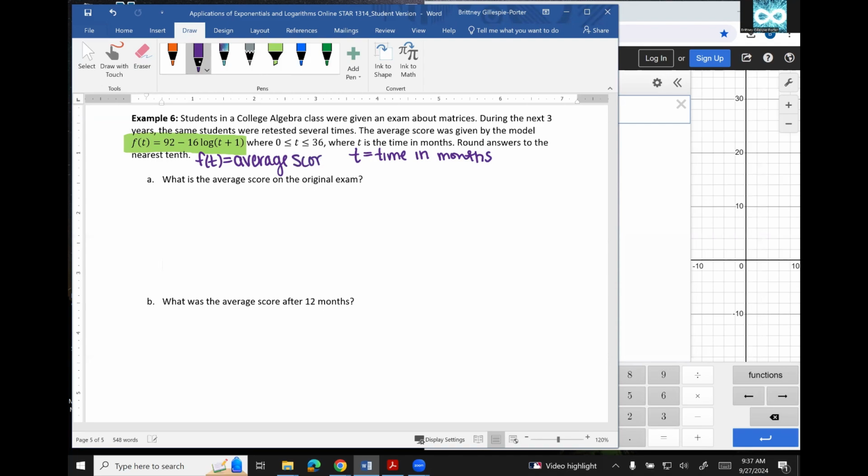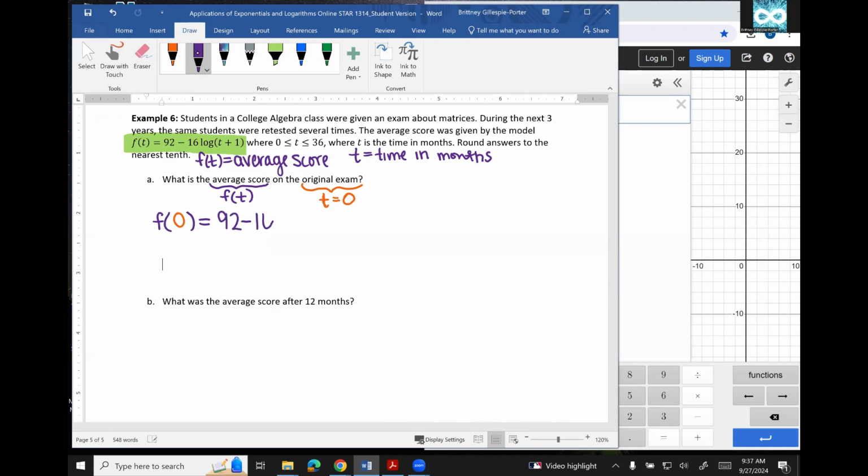Those are the two things that we're talking about. So we labeled our variables. It says, what is the average score on the original exam? So they're looking for f of t. How much time has passed on the original exam? That's our starting point, which means that t is 0. So finding f of 0 means that we are going to plug 0 in every time we see a t.